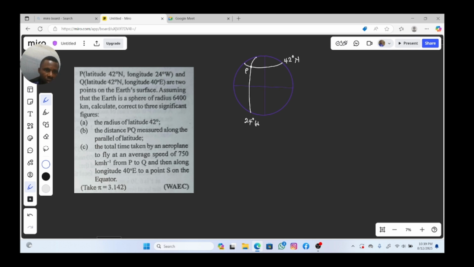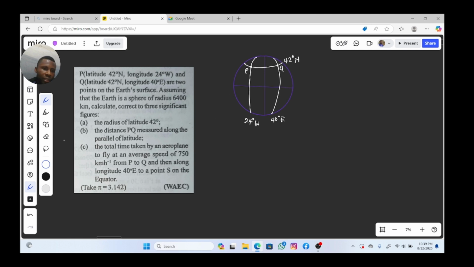Then another point which is latitude 42, which is already drawn. We don't need to draw a second time. Then longitude 40 to the east. So this is it, to the eastern part, 40 degrees to the east. Where the two of them met becomes our Q. Okay, so we have a distance PQ along the parallel of latitude.